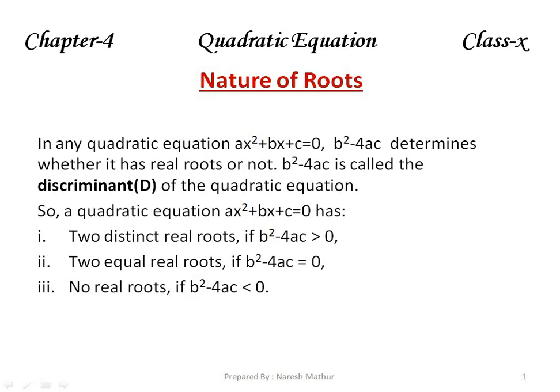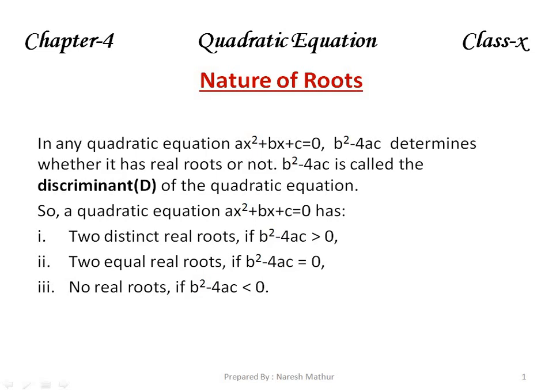So in any quadratic equation which is in the form of ax square plus bx plus c equals to 0, the value of b square minus 4ac determines whether it has real roots or not. This value is called the discriminant. It is also denoted by capital D.